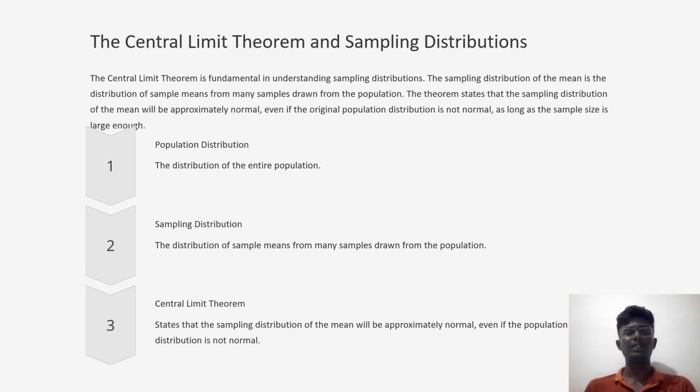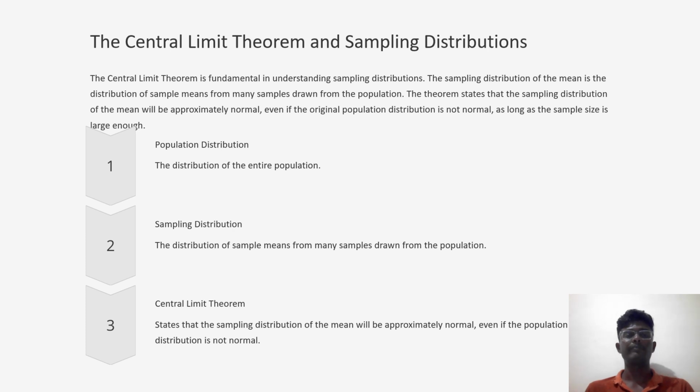In this slide, we will see about the central limit theorem and sampling distributions. The central limit theorem is fundamental in understanding sampling distributions. The sampling distribution of the mean is the distribution of sample means from many samples drawn from the population. The theorem states that the sampling distribution of the mean will be approximately normal, even if the original population distribution is not normal, as long as the sample size is large enough.